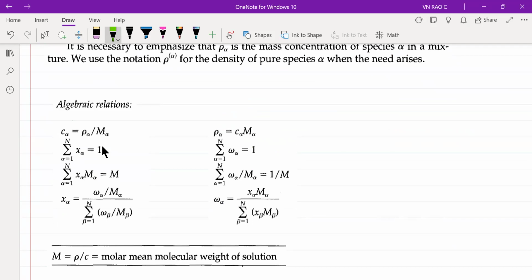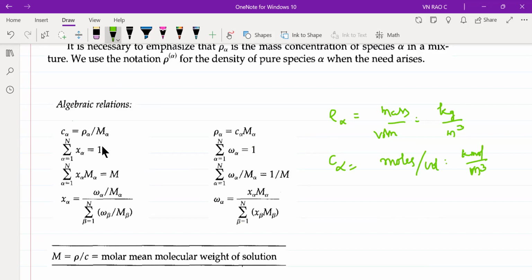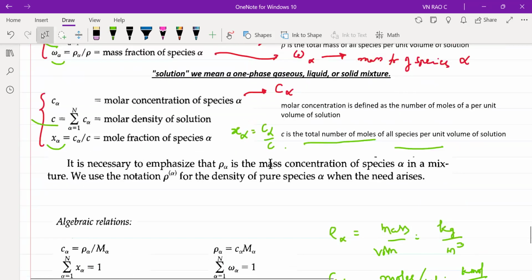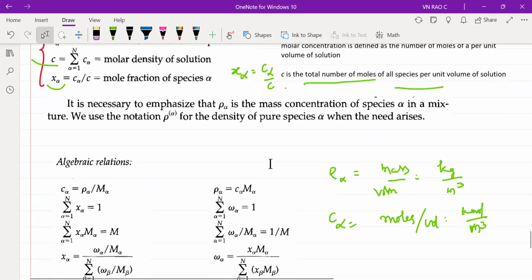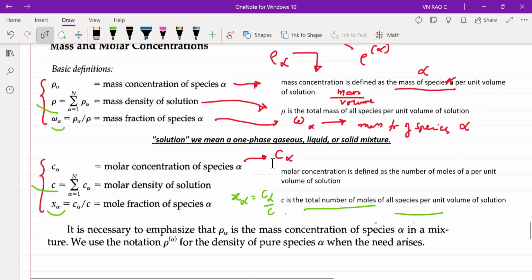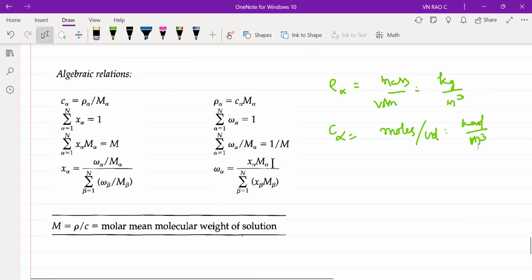Some of the relations here, if you see, we have rho alpha, mass by volume. So if I write it like this, kg per meter cube. And c alpha is moles per volume, that means kilomole per meter cube. c alpha is the molar concentration, defined as the number of moles per unit volume of the solution.